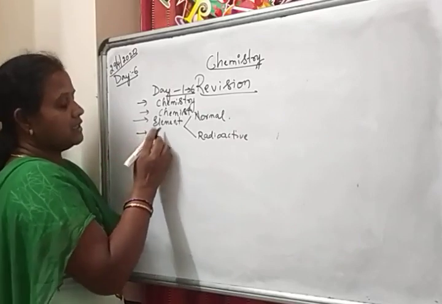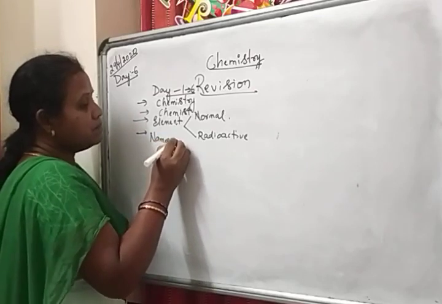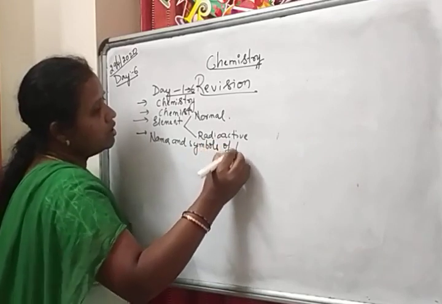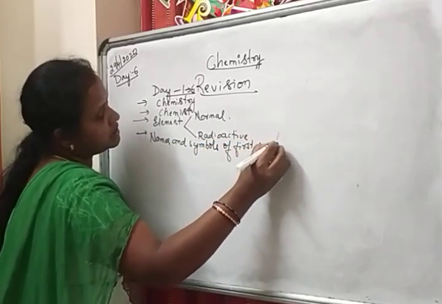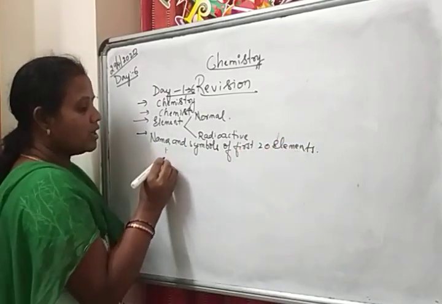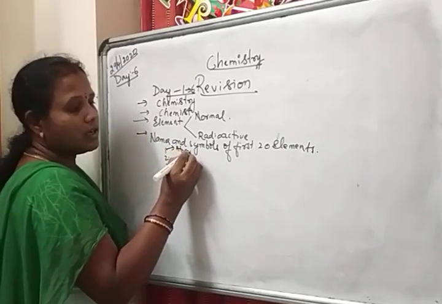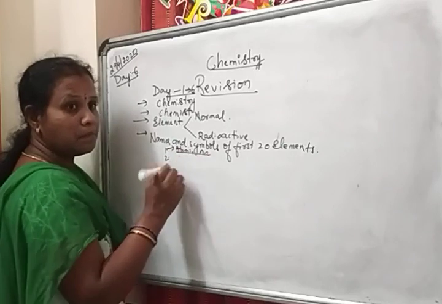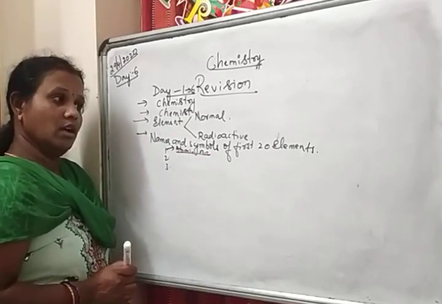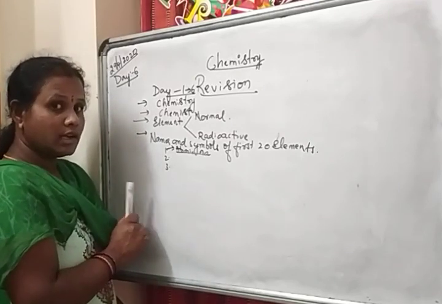Next we have learnt the names and symbols of the first 20 elements. Here, children, please do remember 1, 2, 3. It is called the atomic number. Many questions can be posed from this table. So you have to learn the 20 elements with their atomic numbers, and you have to learn the symbols.